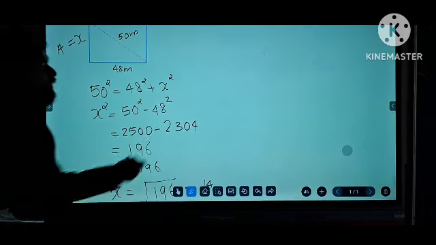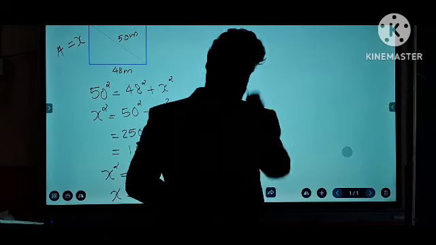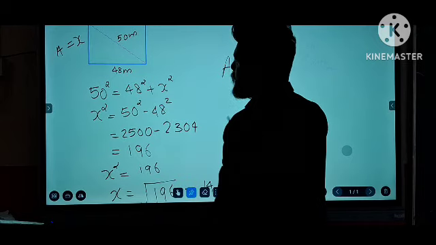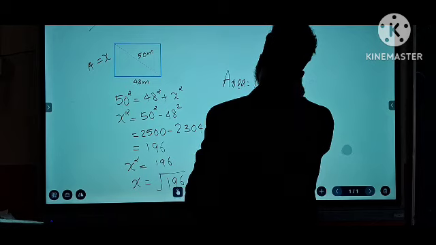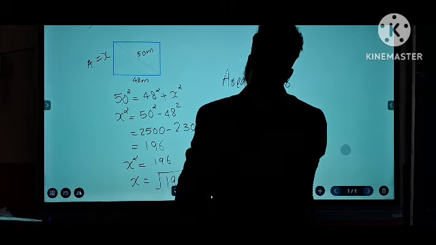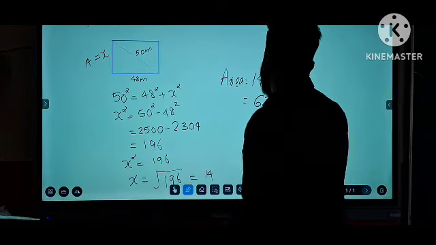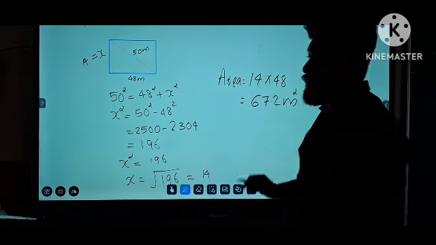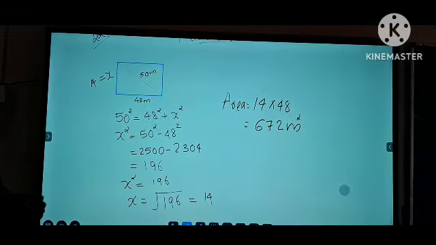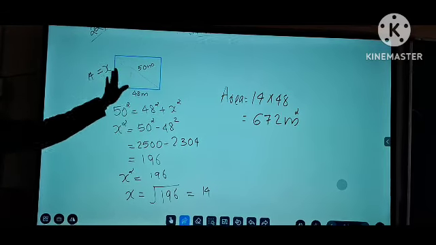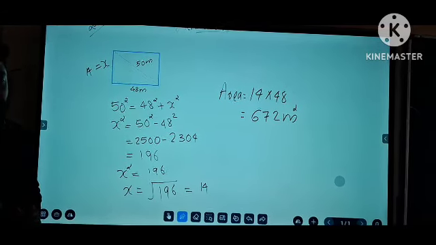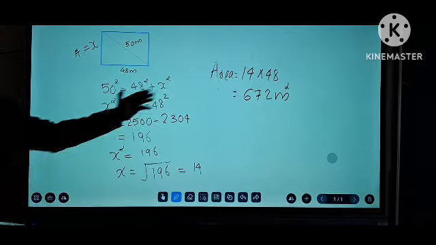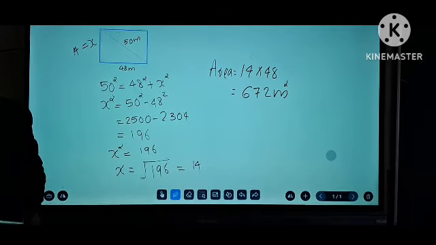Now we want to calculate the area. So what is the area? Area is equal to length into breadth. That is 14 into 48, which is equal to 672 meter square. Is it clear? Now we have our area. So in this question, what did we do? We have that the shape is like a right angle triangle. By using the Pythagoras theorem, we calculated the height. When we have the height, we can calculate the area by length into breadth. That is 672 meter square.